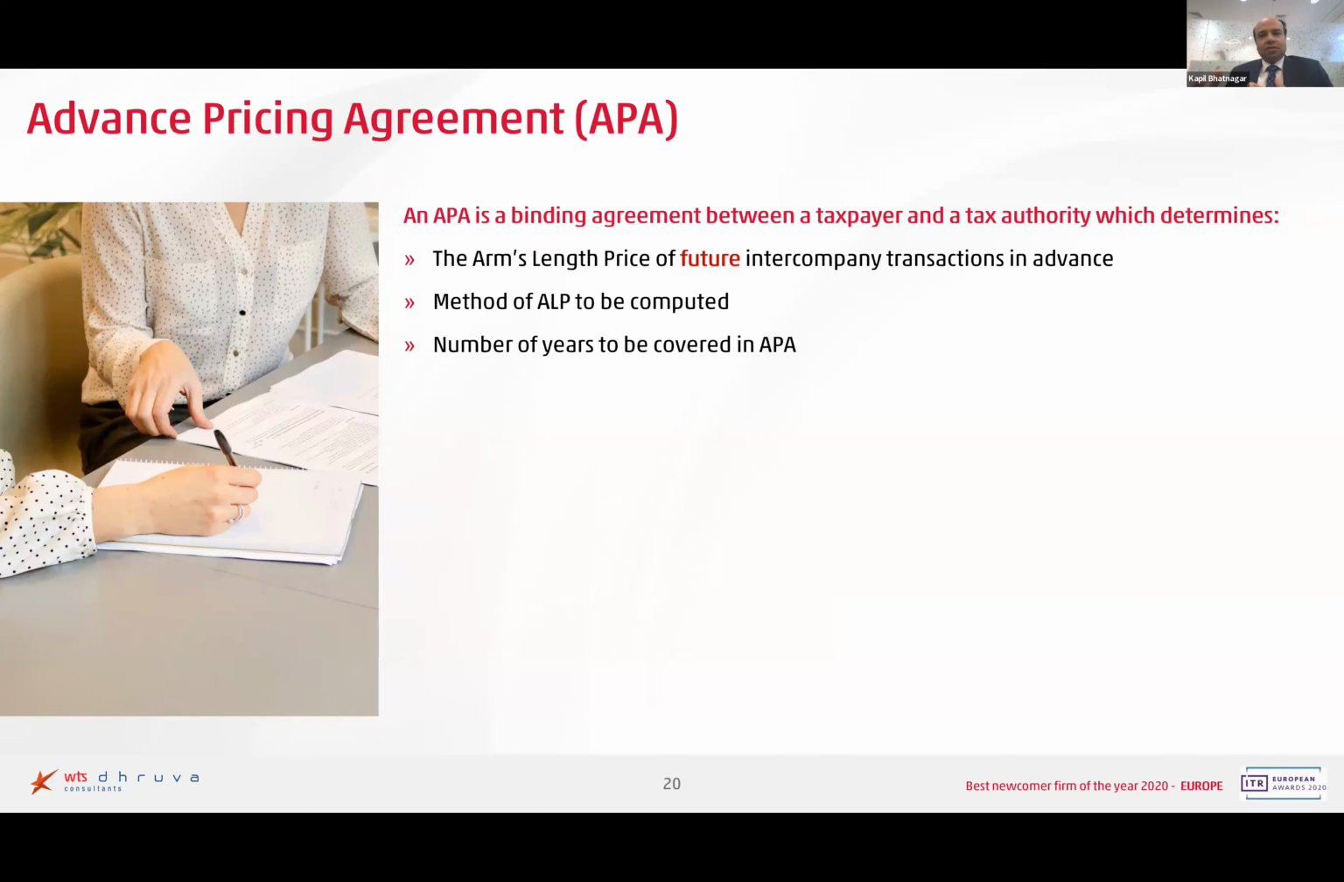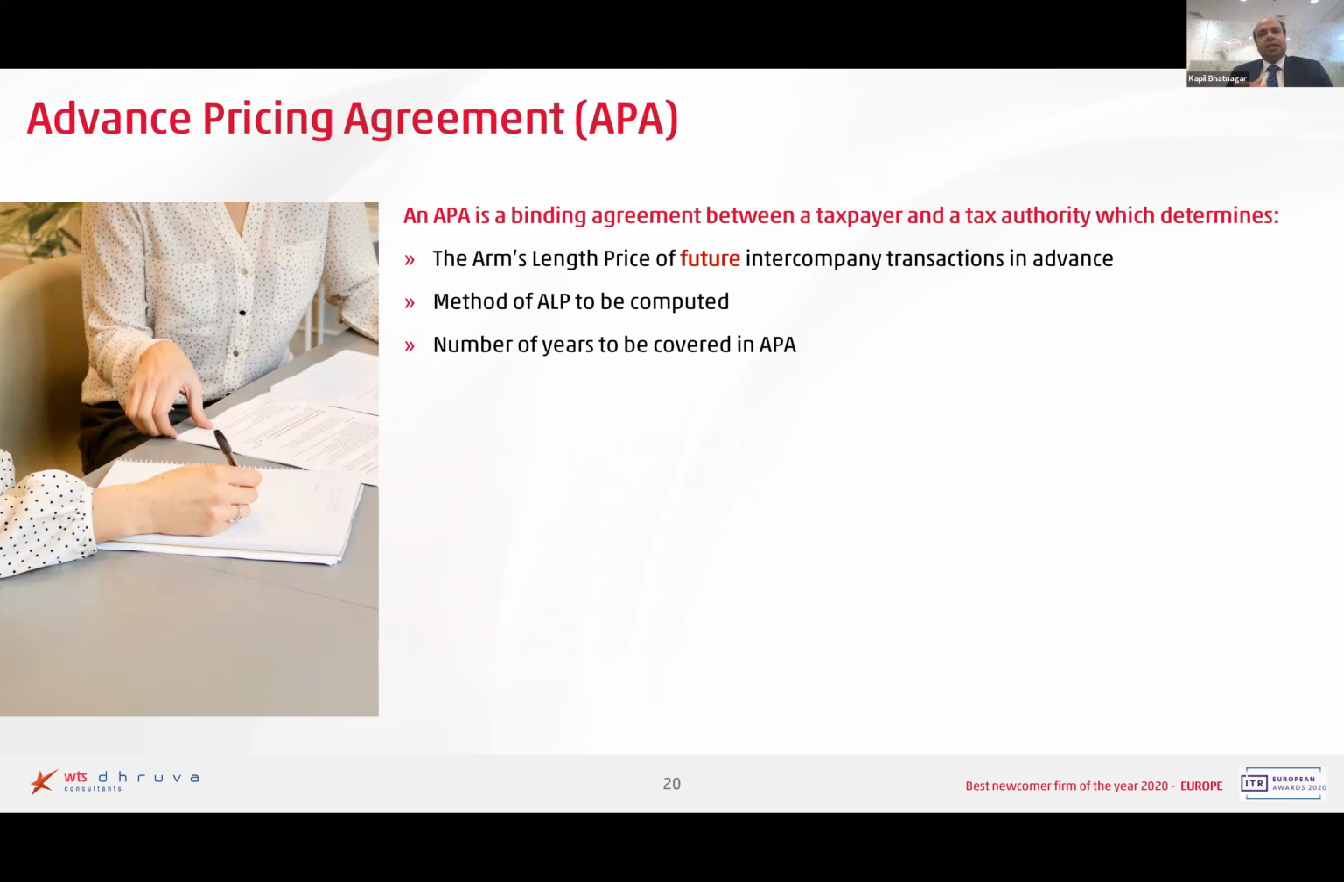Now, this is something which is not unheard of. It is a concept which is available globally. Whenever there are double taxation avoidance agreements or treaties, there is a specific mechanism or clause put in those treaties to opt for an APA. Now, what is an APA?